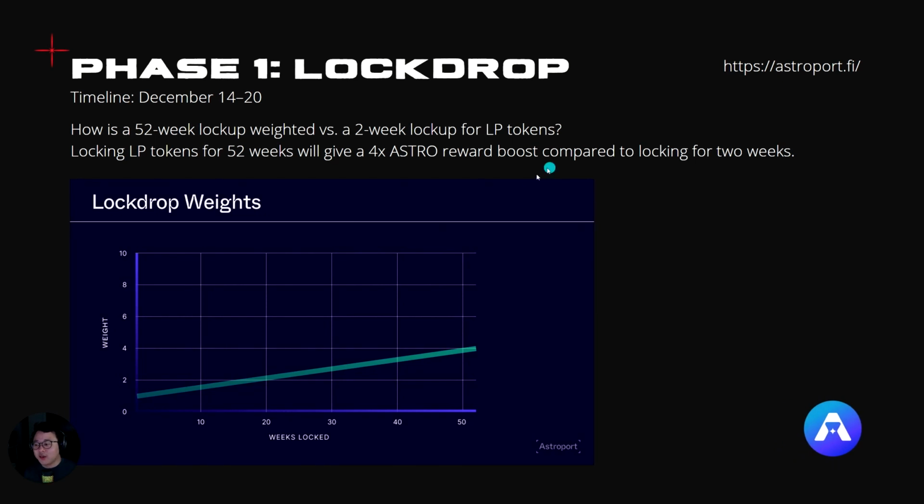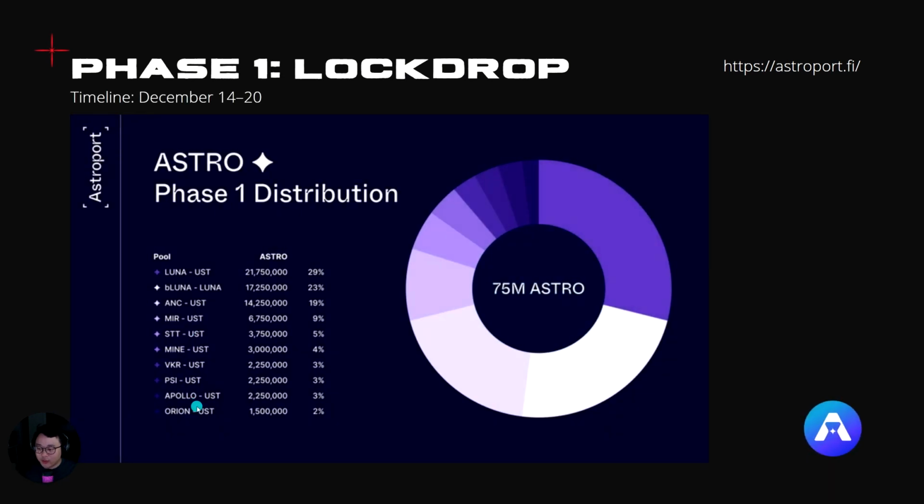But how would you decide on whether you want to go for the 2 weeks minimum or for the 52 weeks maximum? So there is a helpful chart that Astroport have provided where they show you the Lockdrop weights. And here you can see that it's a linear chart, and when you provide 52 weeks, you get 4 times the Astro reward as compared to locking for 2 weeks. So in my opinion, if you have very low conviction, then 2 weeks makes a lot of sense for getting the Astro rewards.